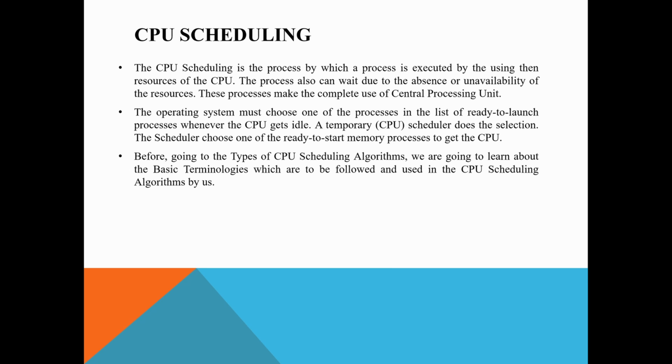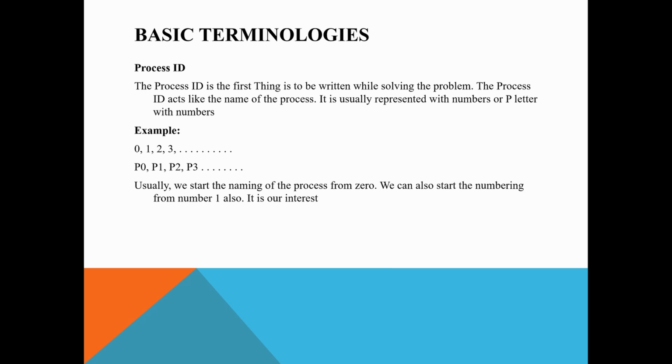These processes make complete use of the central processing unit. The main task of a CPU scheduling algorithm is to use the CPU efficiently. Each process is competing for the CPU, so we use CPU scheduling algorithms to allocate the processes to the CPU. Before entering into the CPU scheduling algorithms, we must know some basic terminologies about processes.